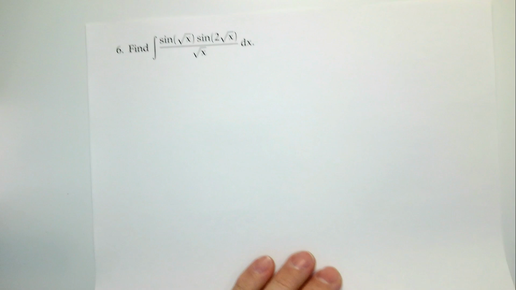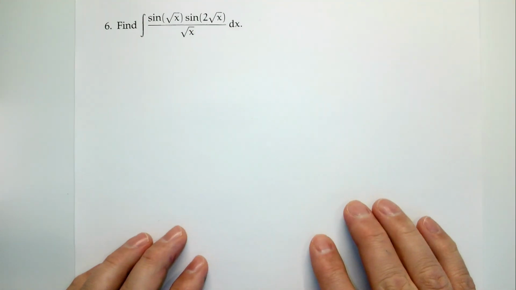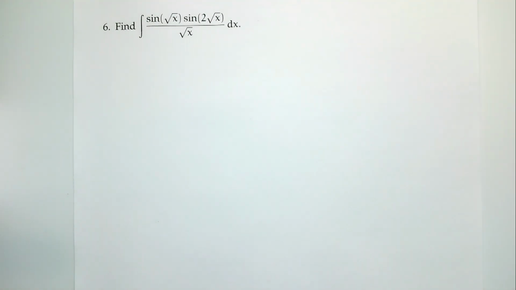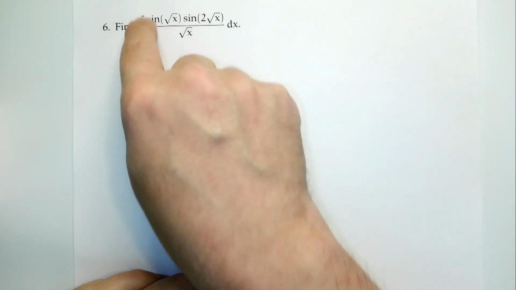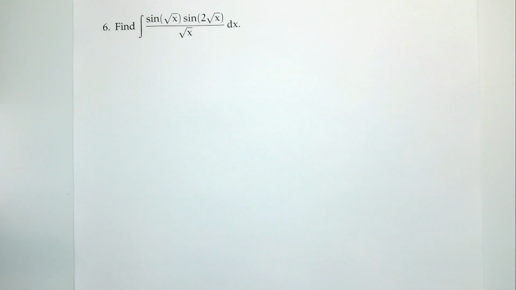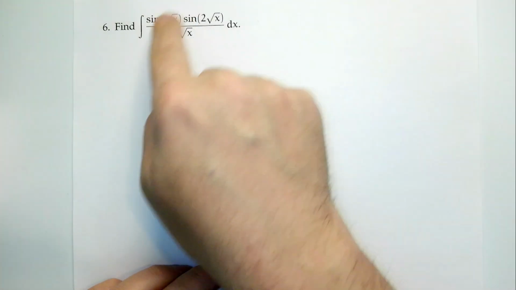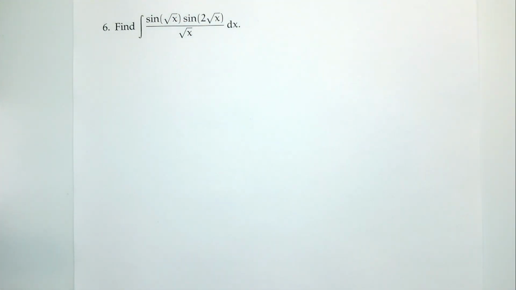Number 6. All right. Find the integral, or rather, antiderivative, because notice there's no bounds here, so that means we're looking for an antiderivative of sine of root x, sine of 2 root x over root x dx. Now you might think, maybe I can cancel some root x's, but that's not how it works. I can't cancel that root x with that root x. That's just not appropriate.